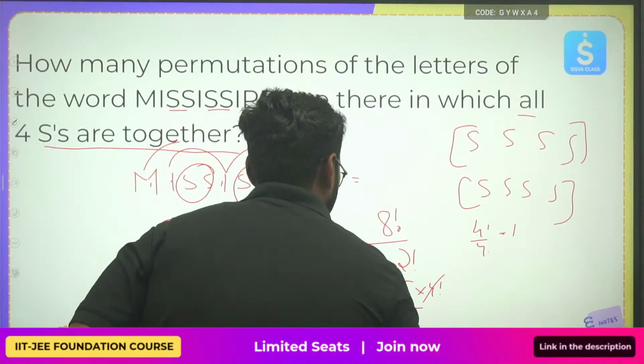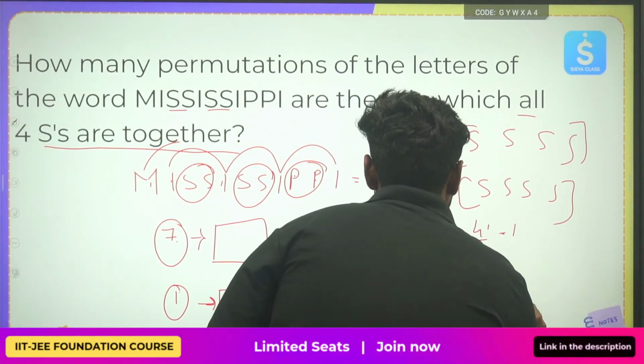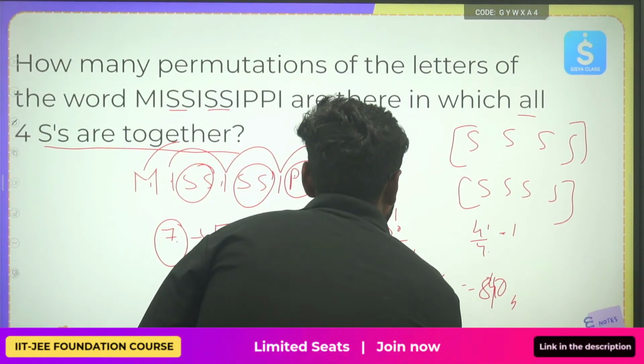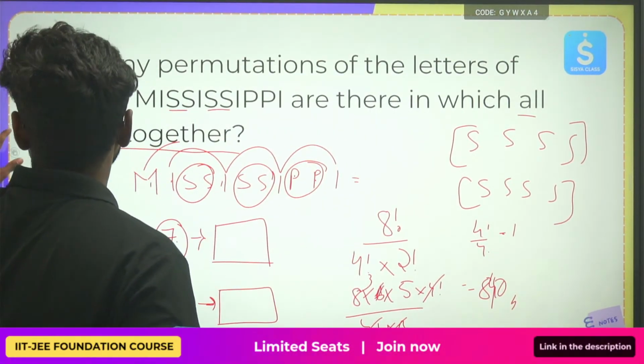2, 3. So the answer would be 840. 15, 24 into 6. 4 factorial, 2 factorial.